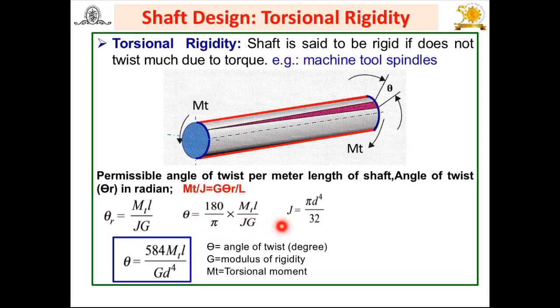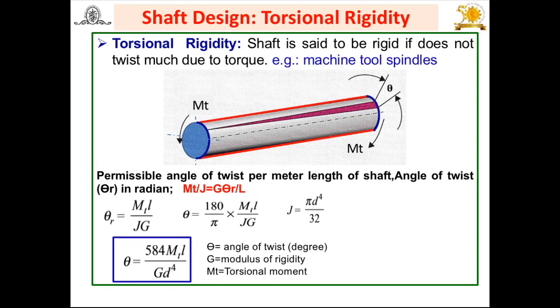And substituting the value of pi by 32 into d raised to 4 here, then to convert radian into degree, multiplying by 180/pi, so you will get theta in degrees as 584 into Mt into l upon G into d raised to 4. By using this expression, we can find out the angle of twist. If this angle of twist is within the limit, we can say our design is safe.